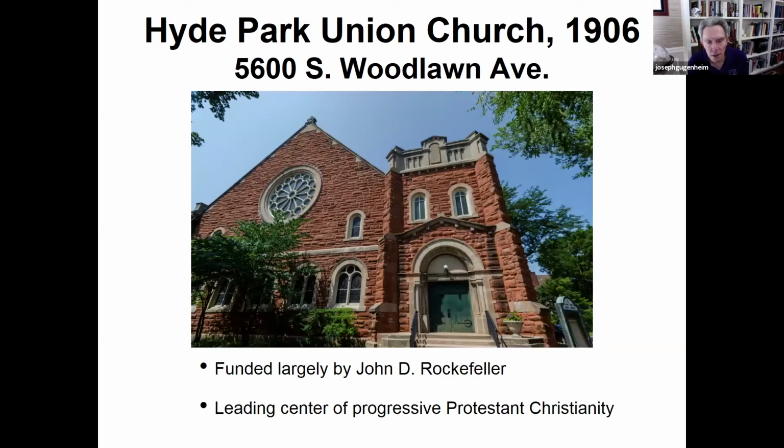Rogers designed at least one church. He built this one in this southern area of Chicago, near the University of Chicago, in 1906. It was largely funded by John D. Rockefeller, who also funded several buildings on the University of Chicago campus. It is now a leading center of progressive Protestant Christianity and has a beautiful stained glass window in the front.